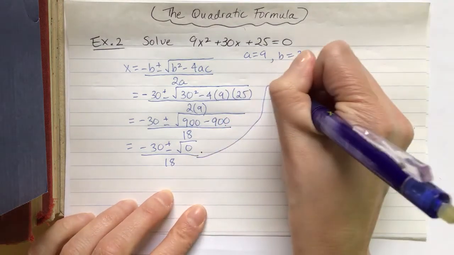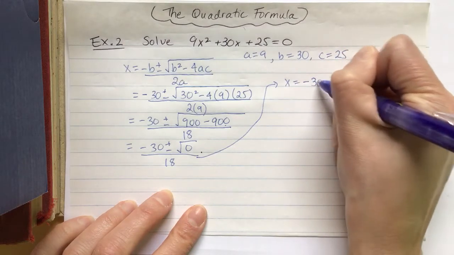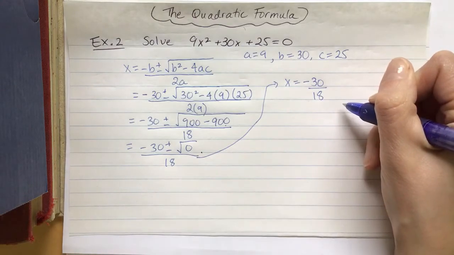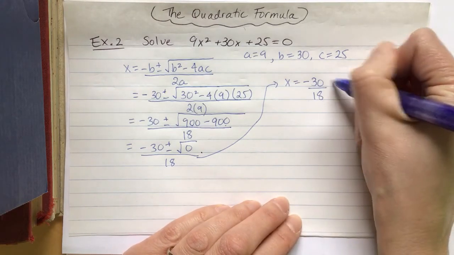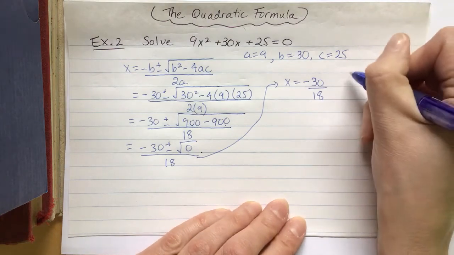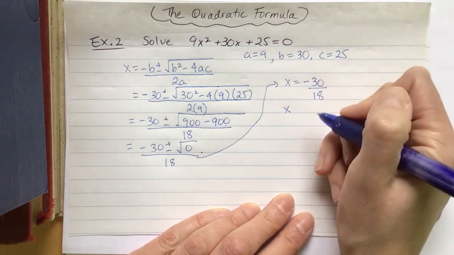So what we end up with is x is equal to negative 30 over 18. Okay, so notice here there's only going to be one solution. Now we have a fraction here, and this is one that's fairly easy to reduce. So we want to state our answer as a reduced fraction whenever possible.